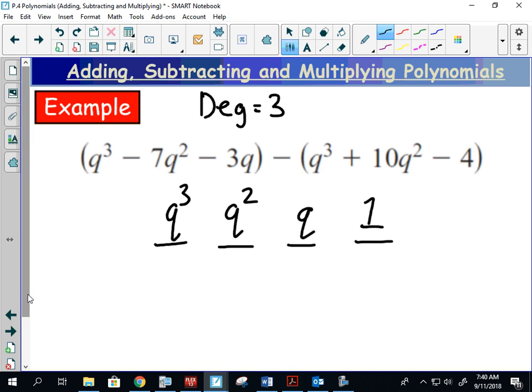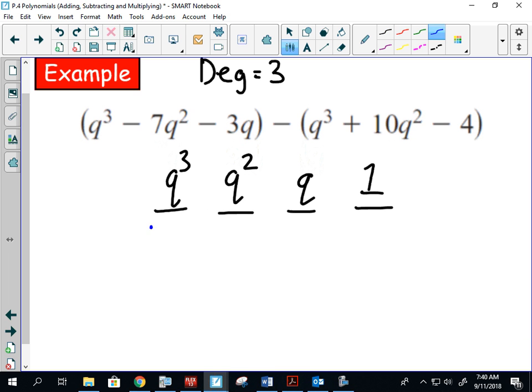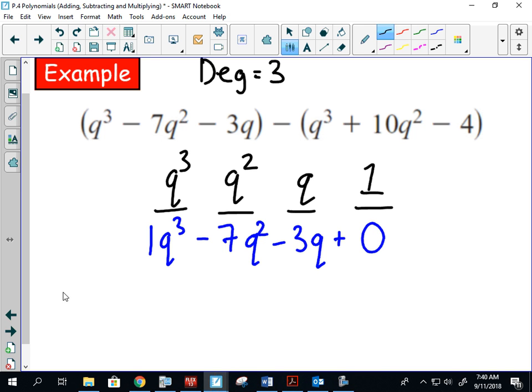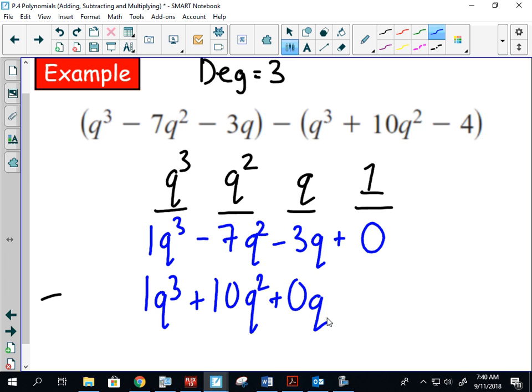So I should have 4 columns here. My first one is a 1q cubed minus 7q squared minus 3q, and I don't have any 1's, so I put plus 0. There's my placeholder. Now, this is important. I'm going to be subtracting 1q cubed plus 10q squared plus 0q. So there's a placeholder. There's no q's in the second polynomial, minus 4.